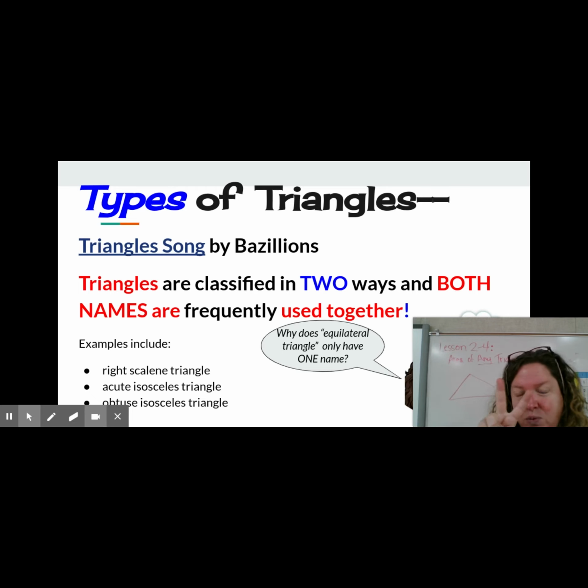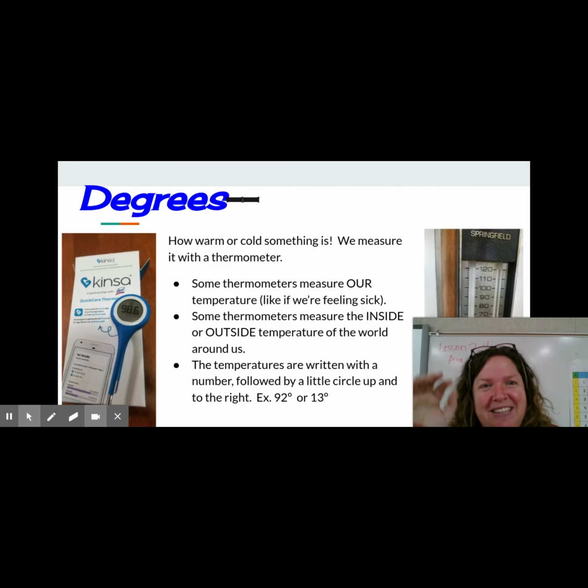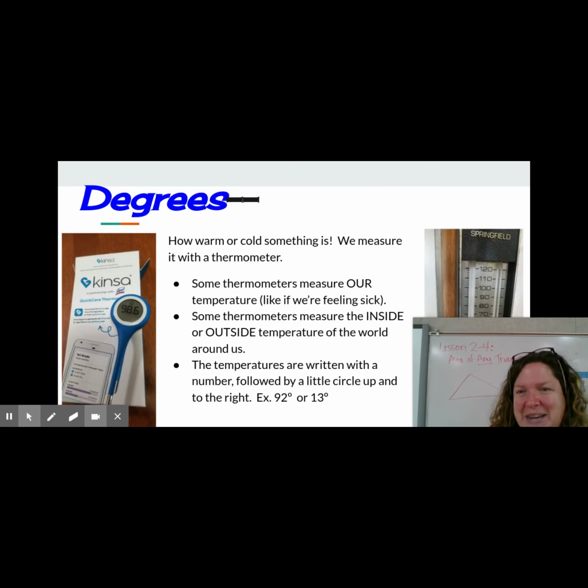The two ways we could classify triangles is by their sides, the length of their sides, or by the openness and shutness of their angles. So we're going to talk about degrees today.